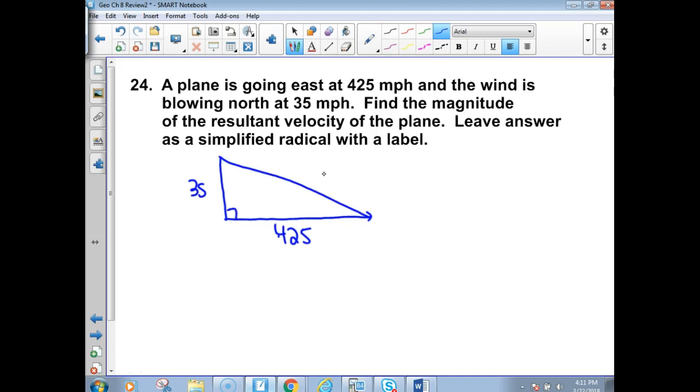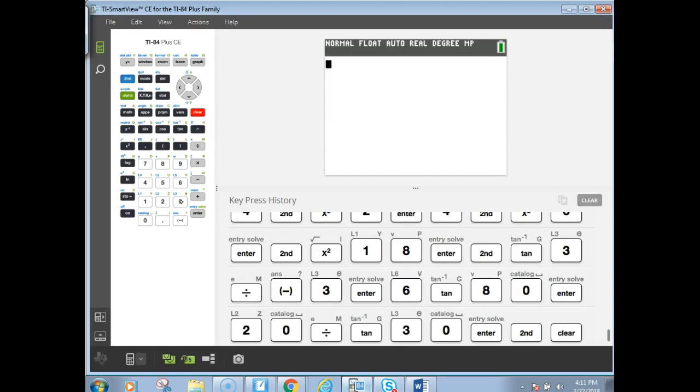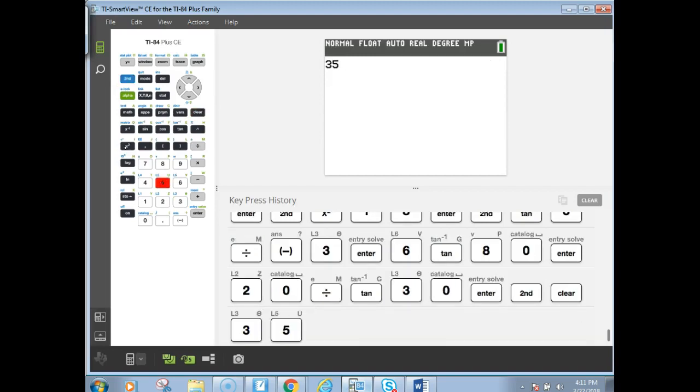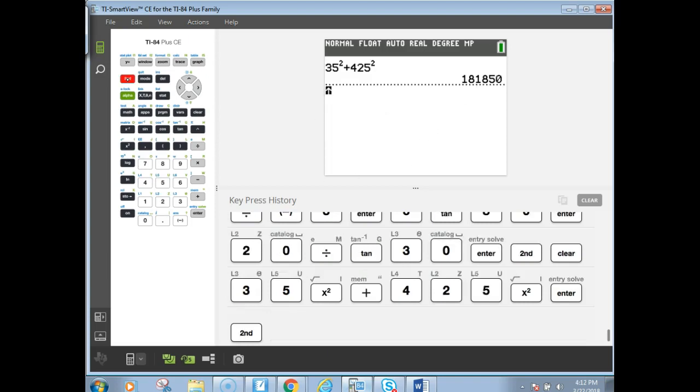We would need to do the hypotenuse, so that's going to be like x, so x squared equals 35 squared plus 425 squared. So I'll go second, 35 squared plus 425 squared. That gives us a large number. We need to take the square root of that, so I'm going to do that right now. Second, square root of that answer.